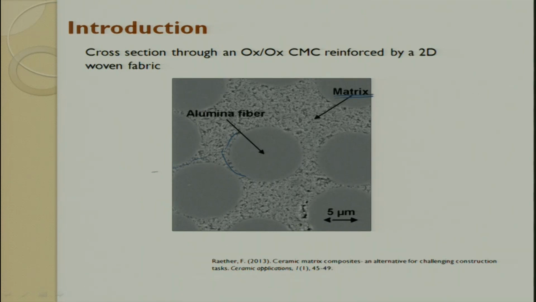So, you can see this is 5 microns. So, this reinforcement may be somewhere around 10 to 15 microns. Okay, this is an alumina fiber, this is one cross section. So, you can see how it is done. It is reinforced by 2D woven fabric; they have done it using a 2D woven fabric.